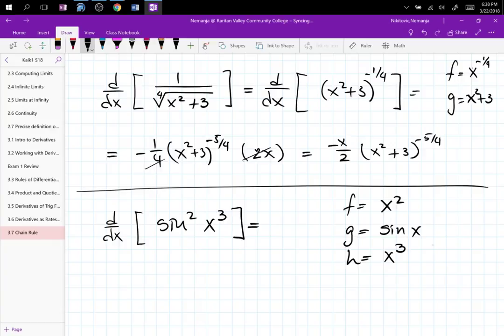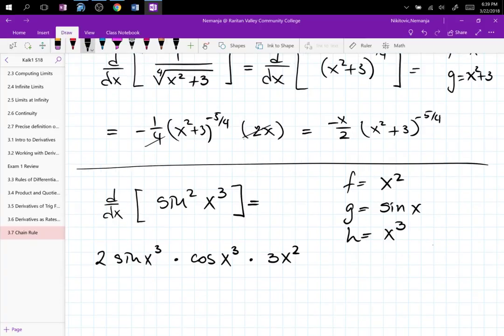So what's the derivative of x squared? It's 2x. So 2 sine x cubed, right? You have to have everything plugged in. Times, what's the derivative of sine x? Cosine x, but I have to use x cubed. And then times 3x squared for the derivative of the one at the bottom. For the grand total of 6x squared sine x cubed cosine x cubed.